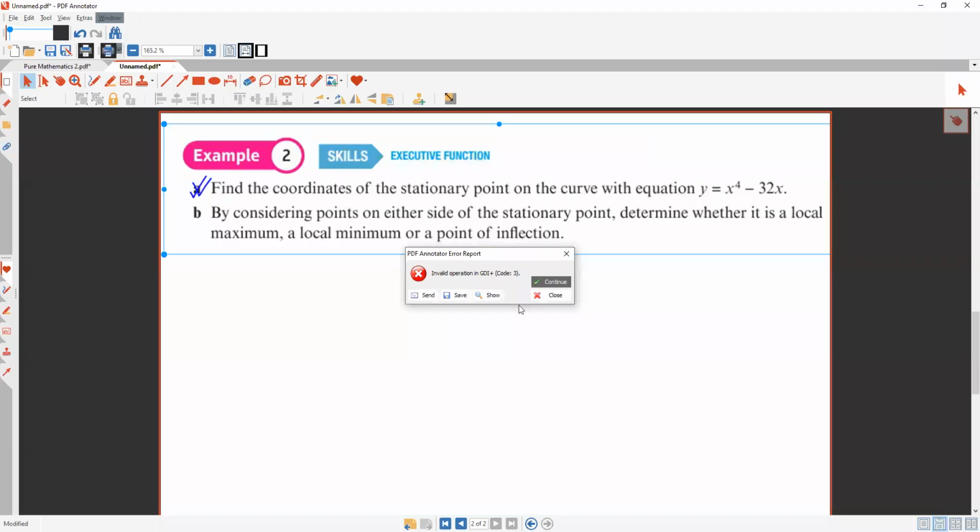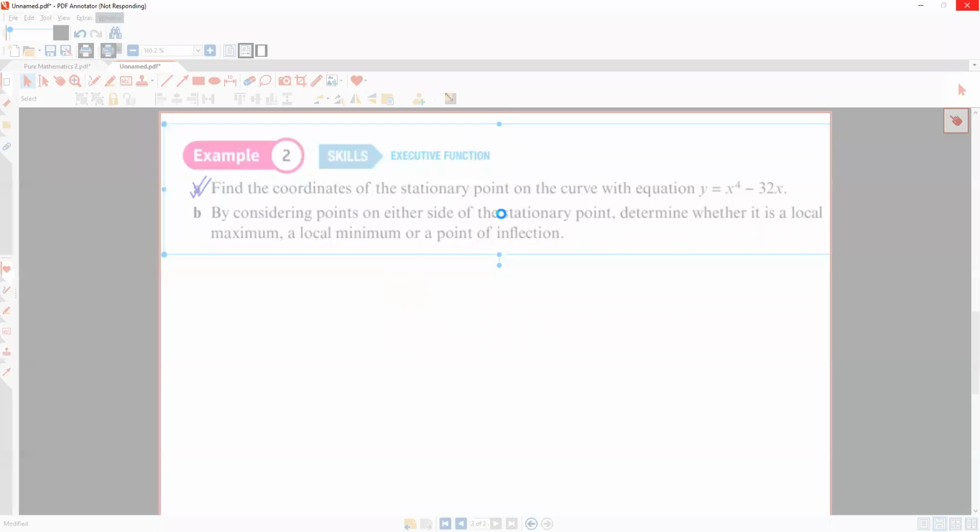Oh my god, guys, there is some issue with my PDF. Just wait some time. I'll pause the recording.